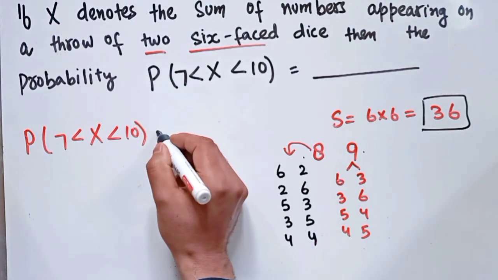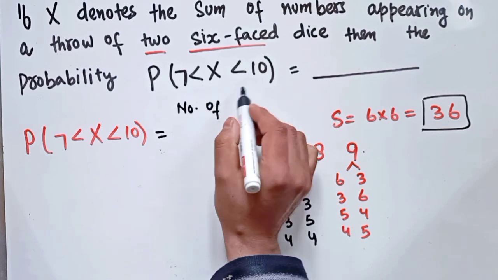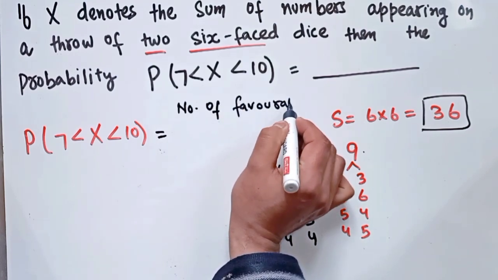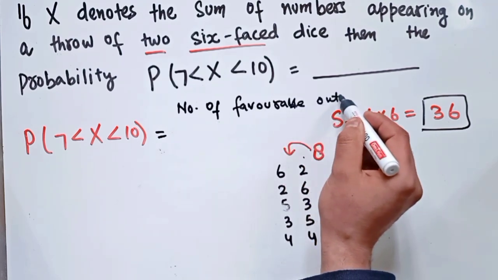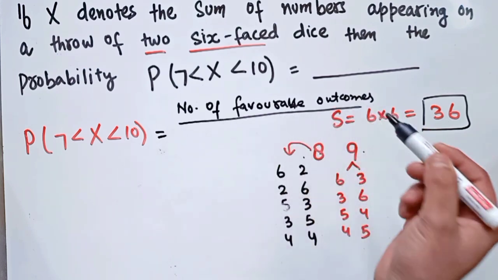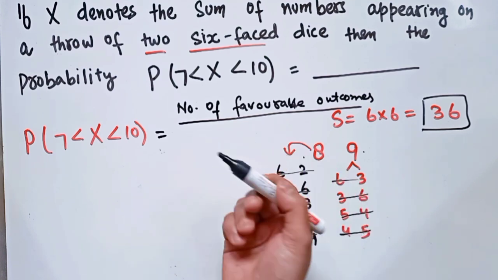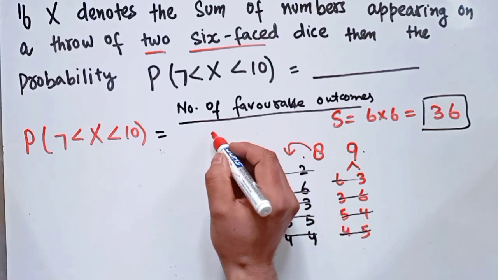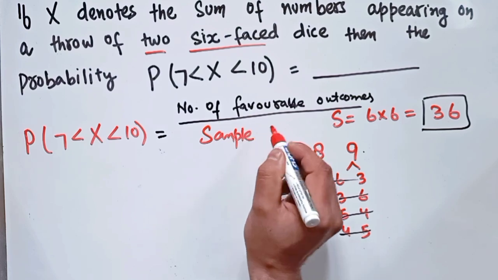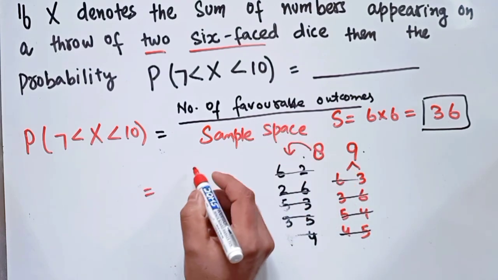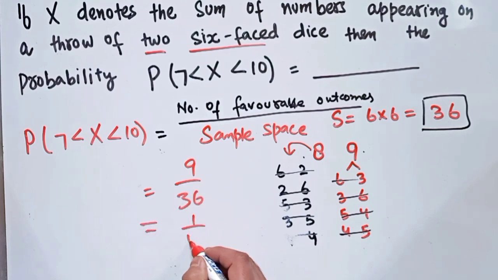Simple, number of favorable outcomes. How many outcomes are there? 1, 2, 3, 4, 5, 6, 7, 8, 9. Number of favorable outcomes is 9 divided by the sample space. So it will be equal to 9 upon 36, which comes out to be 1 upon 4, which is equal to 0.25. That means 25% chances are that we will get a sum of numbers equal to 8 or 9.